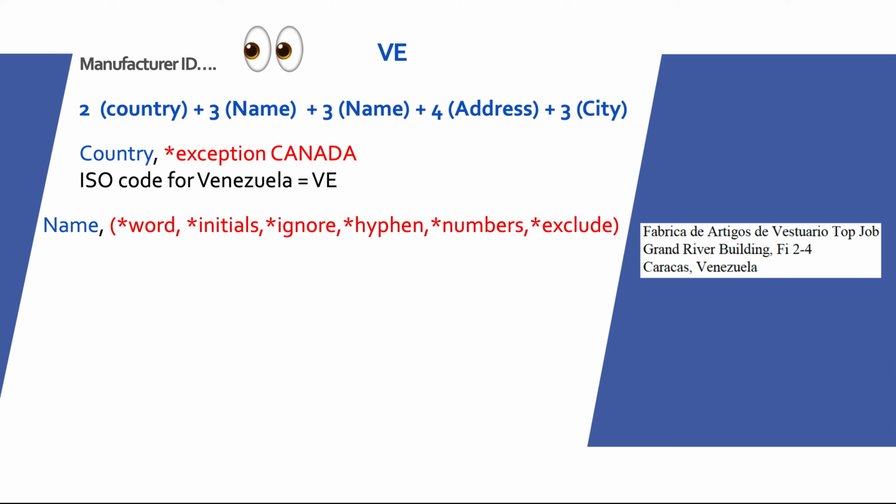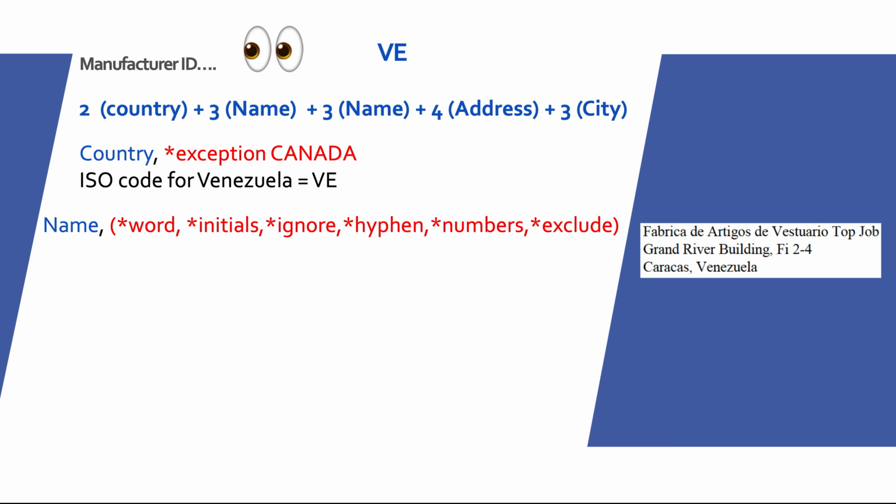Now for the 3 characters of the name. If you only have one word, then you'll only have 3 characters. If you have initials, 2 or more, put them together and treat them as a single word. Do ignore the English words a, an, and, of, and the. And portions of a name separated by a hyphen should be treated as a single word. If you find numbers in the name, treat them as letters. And do exclude certain words.